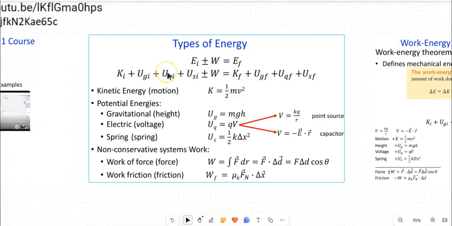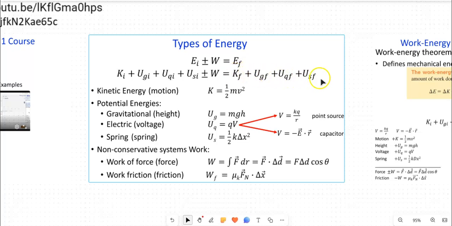And now we have our electric potential energy, which is the energy of voltage, which is Q times voltage, where voltage could be due to a point source, kQ over R, or due to a capacitor or an electric field, which is negative E dot R. Finally, we have the potential energy of a spring, U sub s is equal to 1/2 kx squared, where k is the spring constant, how stiff the spring is. That's basically the energy of a spring that is compressed or stretched past the equilibrium position.